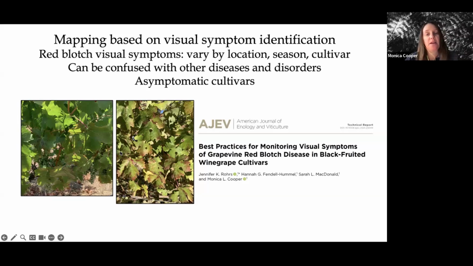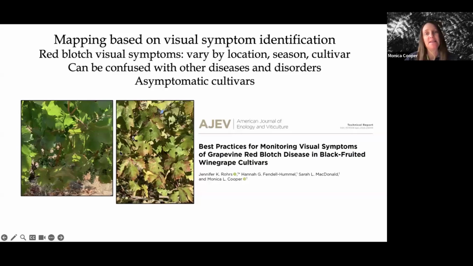So some seasons, the symptoms are quite clear. It's really easy to pick out which vines are diseased. And then other years, just because of environmental conditions within that growing season, the symptoms can be really mild or very difficult to distinguish between those symptoms and, say, a nutrient deficiency. So there's a fair amount of expertise that goes into being able to recognize these symptoms, and with experience, people get much better at being able to distinguish the symptoms of red blotch disease from another malady.